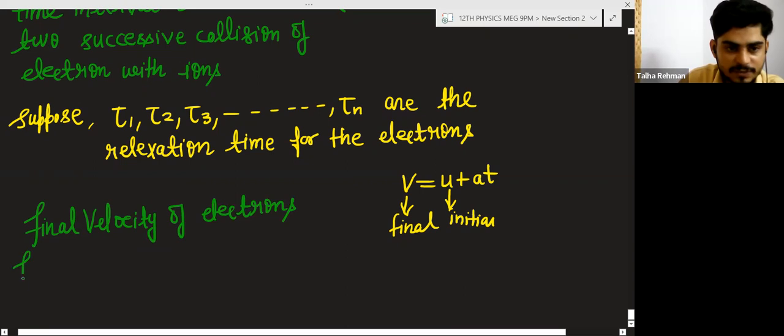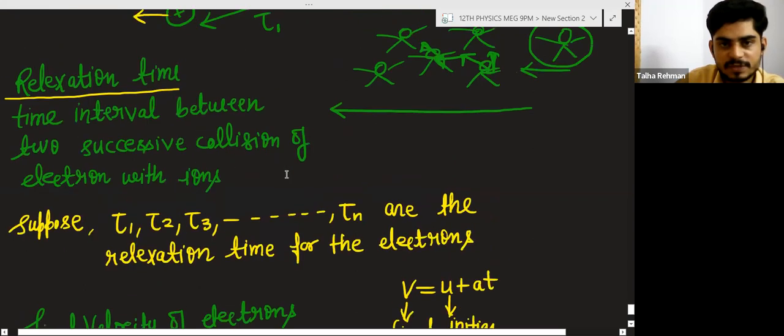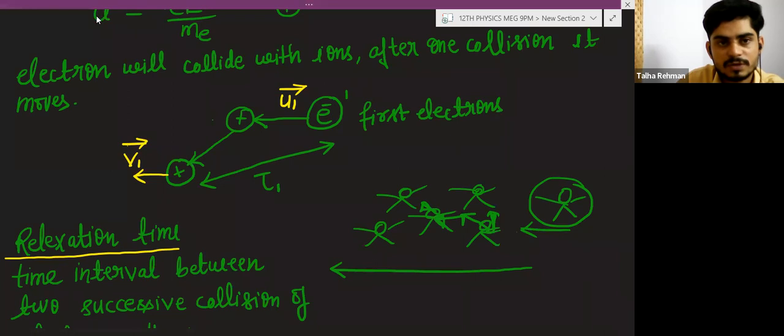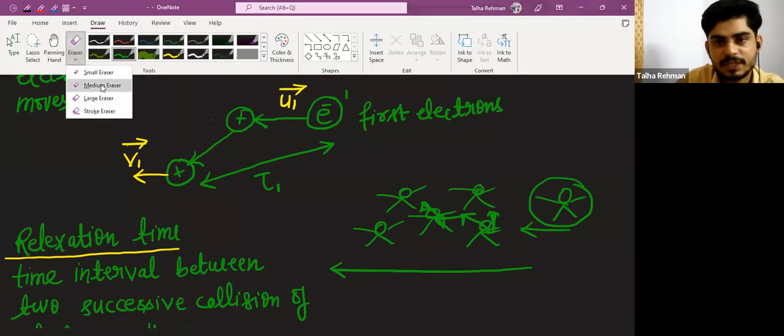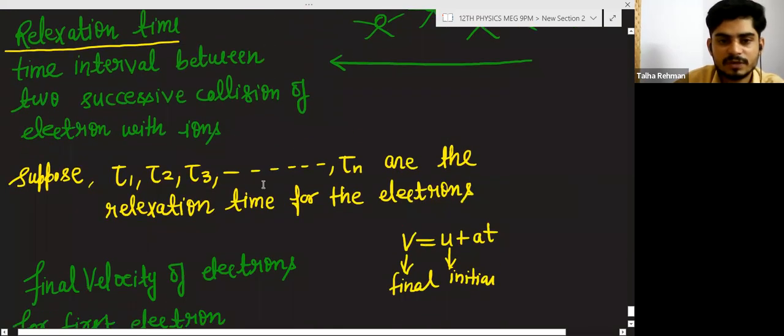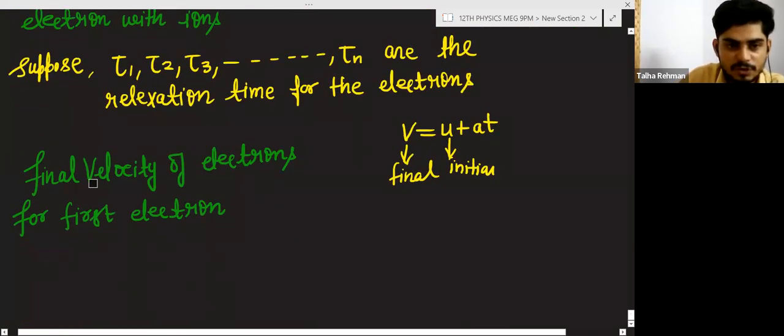So for the first electron, this is the first electron we have. I am supposing this as the first electron. There are n number of electrons. We will write the expression first for the first electron, and accordingly we will write the expression for n number of electrons.